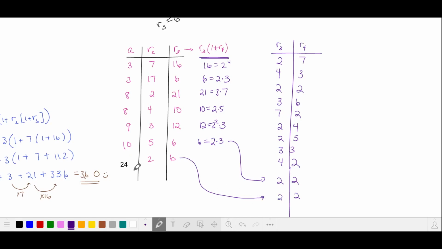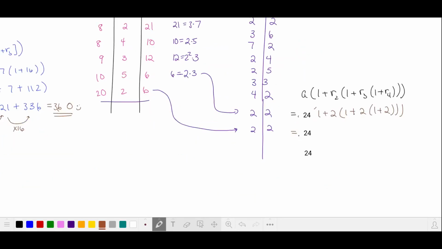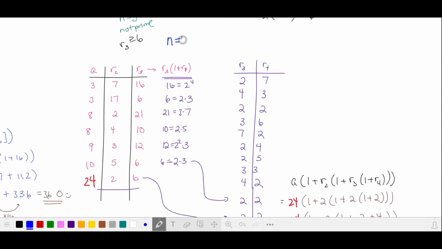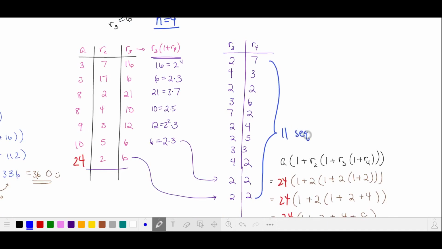As an aside, let's check this last example and see what the sequence is. We'll plug in our values for A and our R's and distribute carefully so that we can see the terms of our sequence. Here's our sequence. Each term divides the term that comes after it, and the sum is equal to 360. So for 4 terms, we get 11 additional sequences.